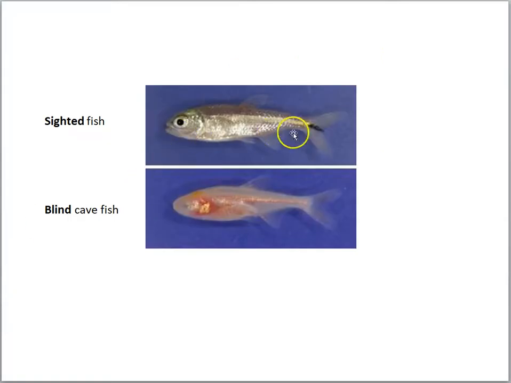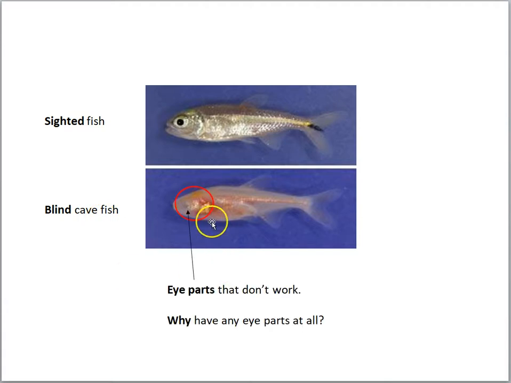For example, consider this fish up here at the top, a sighted fish. Its eyes work perfectly well. But there exist around the world blind fish. And oftentimes they inhabit caves where no light enters. Now, what's interesting is that these blind cave fish do have some eye parts, but they don't work. So they have eye structures, but they don't have a functioning eye. Raises a question, why have any eye parts at all? If God were creating these species, why would God make these fish have any eye parts if they're going to be blind anyway? And so this posed a challenge to the special creation hypothesis.